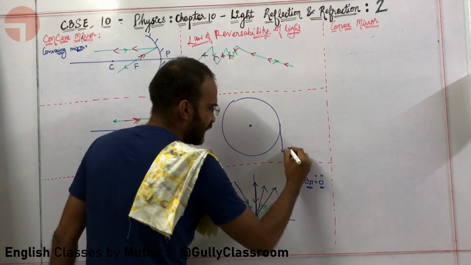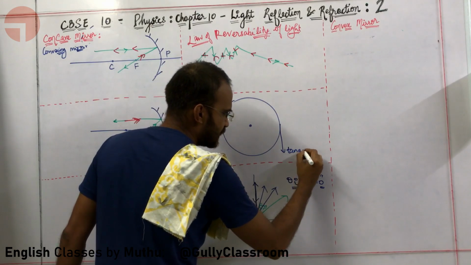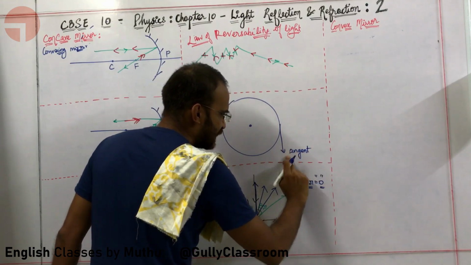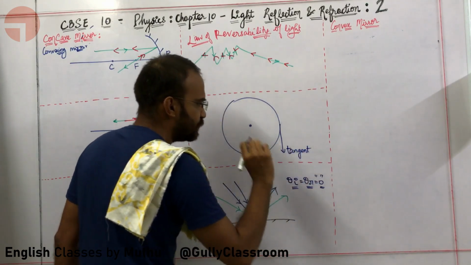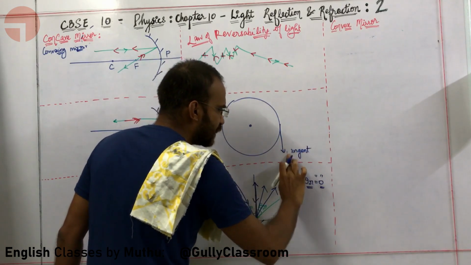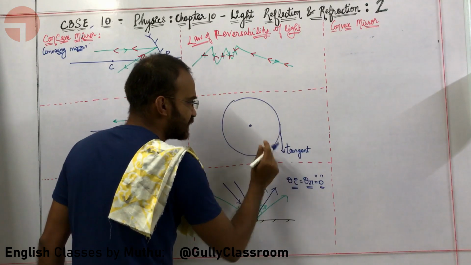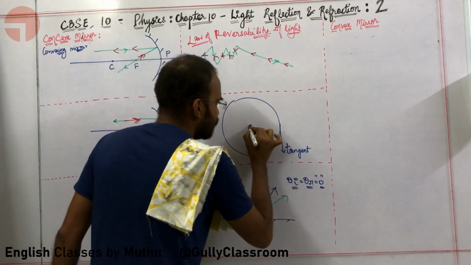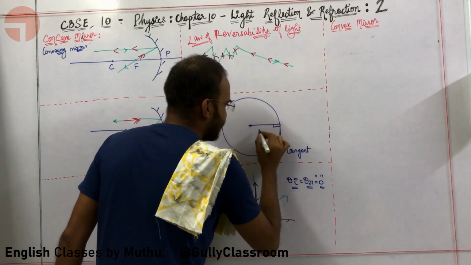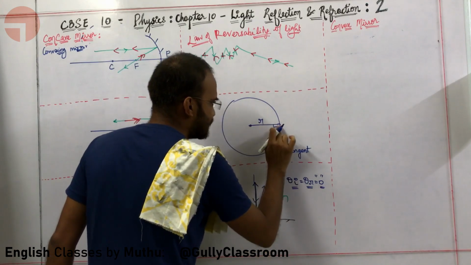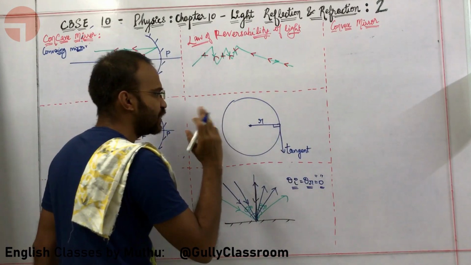This particular line is called a tangent. What is a tangent? A tangent is a line that is going to meet the circle only at one point. So this is called the radius. So the radius and the tangent are perpendicular at the point of contact.